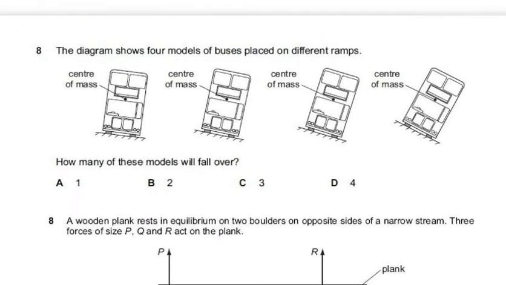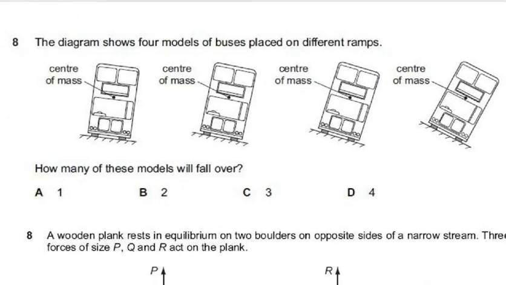All right, here we have a question about center of mass and also how that causes moments. So here we go. We have 4 models of buses and they're placed on ramps that are tilted at different angles. Right, the center of mass is marked on the bus. Basically, they're the same model of bus in 4 different situations. Question is, how many, because at least one, they don't have 0 as an option, how many of these models will fall over? So the question then is one of stability.